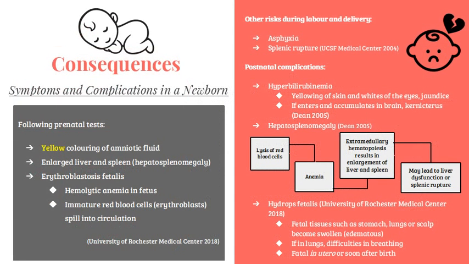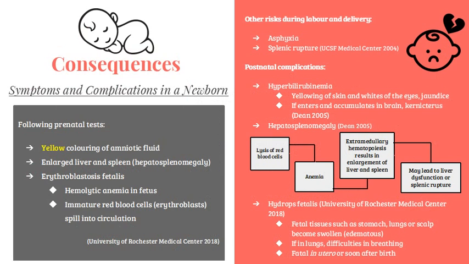Despite having a survival rate of 84 to 90%, in more than 90% of these cases the child suffers with other complications. During pregnancy, amniotic fluid may appear yellowish, and when viewing ultrasounds, you may find the fetus having an enlarged liver or spleen. This enlargement is called hepatosplenomegaly. This disease is also commonly referred to as erythroblastosis fetalis, following hemolytic anemia in the fetus, where immature red blood cells, called erythroblasts, are released into the circulation.